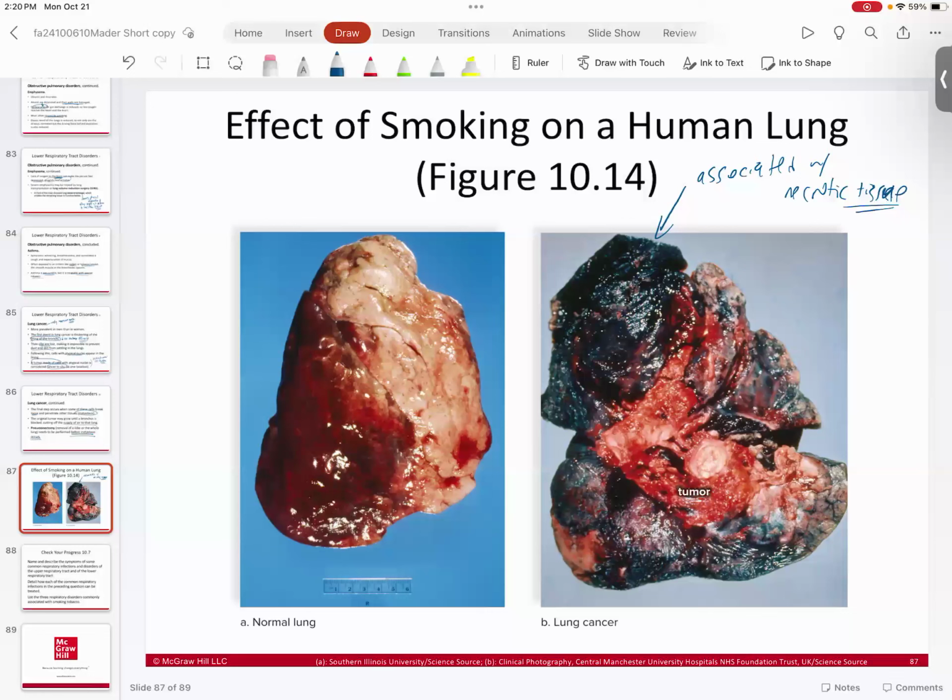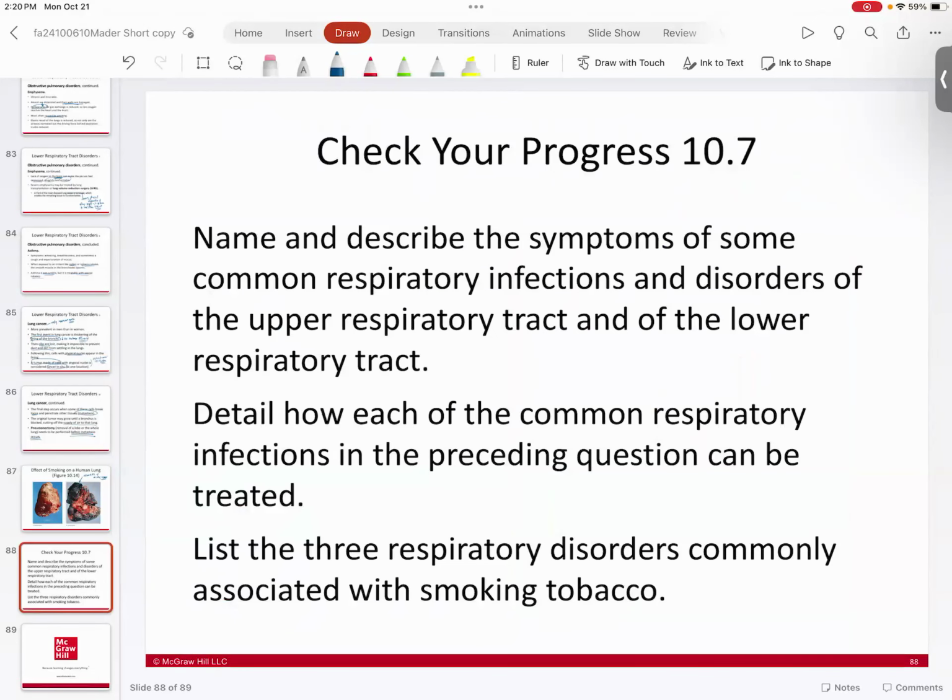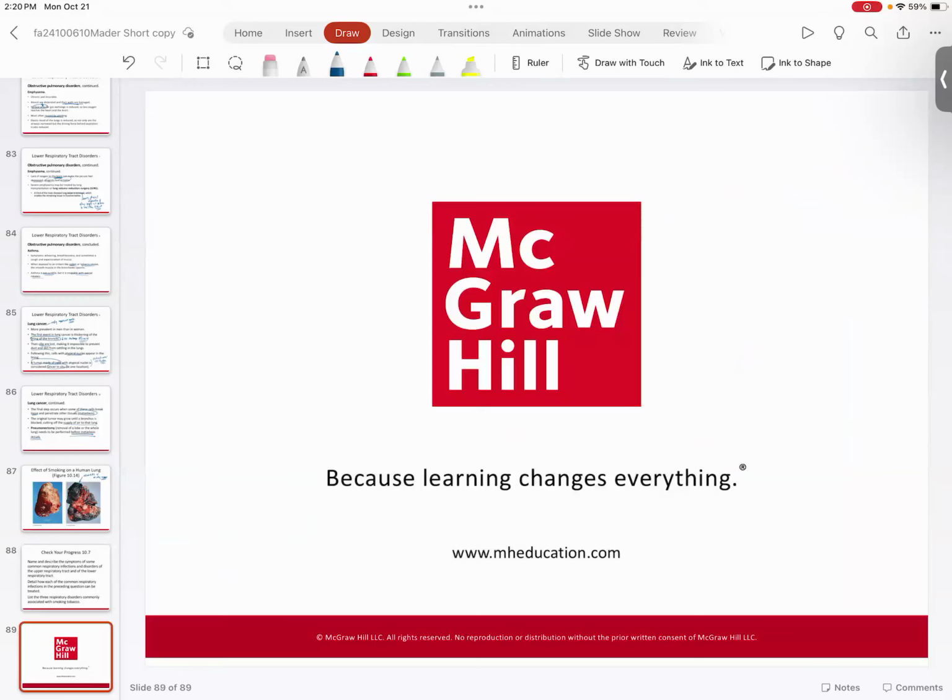So you can see this individual. I kind of feel bad for this individual because they must have had a horrendous time breathing with that much necrotic tissue. This is probably what got him. My guess is this is probably an emphysema lung. That's my guess. Okay, so that's the end of 10.